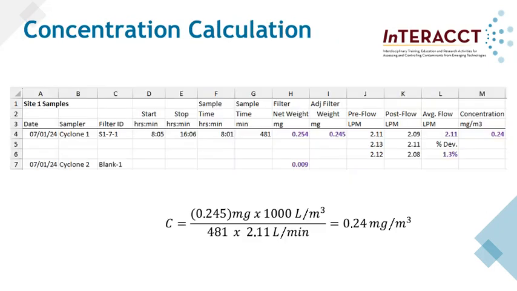With all known information added to the spreadsheet, the concentration can now be calculated. And as shown in the equation, the corrected filter weight of 0.245 milligrams is divided by a sample time of 481 minutes and an average flow rate of 2.11 liters per minute. And applying the correction factors from liters to cubic meters of 1,000, we end up with 0.245 micrograms per meter cubed.